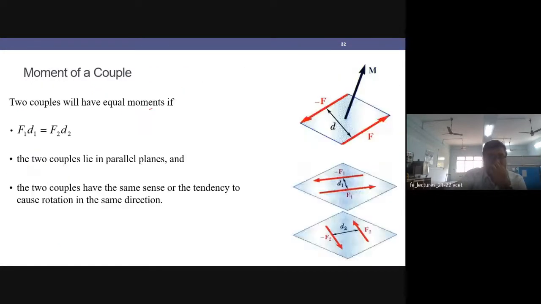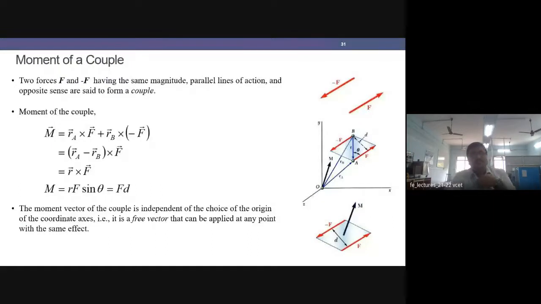Now, the moment of a couple. We saw the properties of a couple. Now the effect of the moment of a couple. This is a slight derivation. I have two forces, F and minus F, having the same magnitude, parallel lines of action, and opposite sense. That means they are unlike parallel forces of equal magnitude, forming a couple. So the moment of the couple, a very small derivation just for your information.